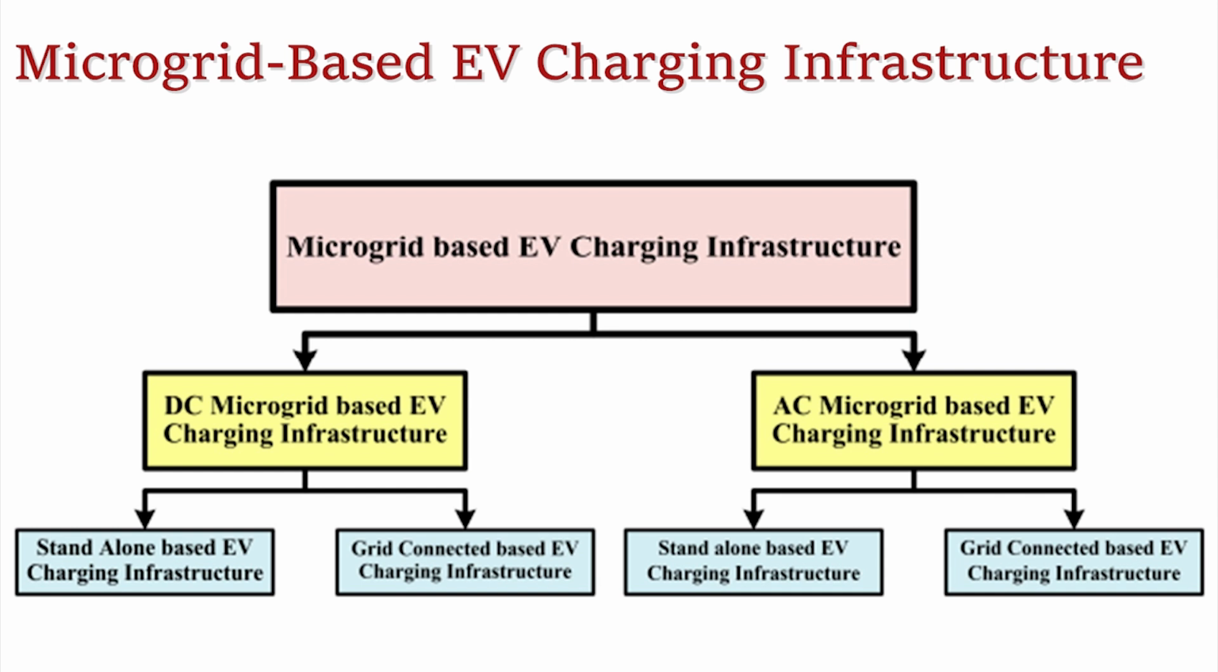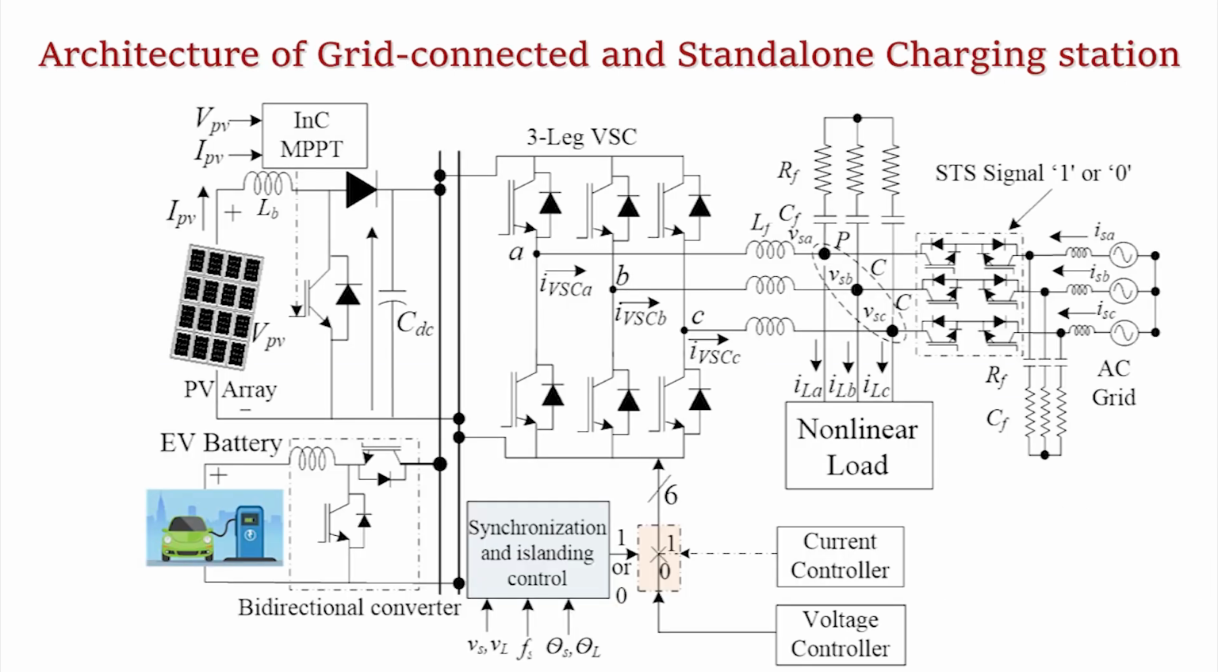Then we have microgrid based EV charging infrastructure. We may have DC microgrid based EV charging infrastructure and AC microgrid based charging infrastructure, and these AC microgrid based charging stations can be categorized into standalone and grid connected. So, here we have given an architecture of grid connected and standalone. When we have sufficient renewable energy and the grid is available, at that moment the power can be fed to the EV from the PV array and from the grid as per their availability.